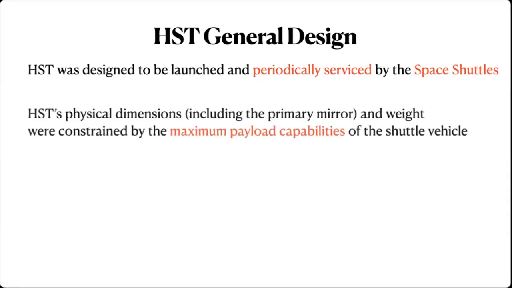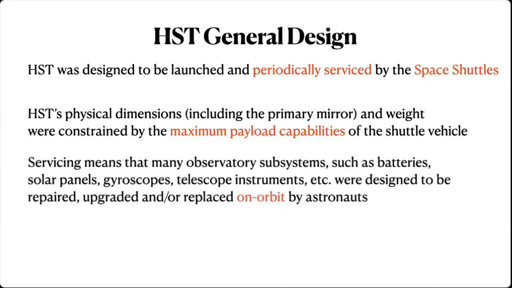So HST was designed to be launched and periodically serviced by the space shuttles. So that had a huge impact on just about everything to do with the observatory. And in particular, it set a limit on the size of the primary mirror. Clearly, you want to be able to launch the largest mirror you can. And so they did that. But of course, weight is the most important issue when you're sending something to space. So that limited what could be done. And the shuttle itself has a limited lift capacity.